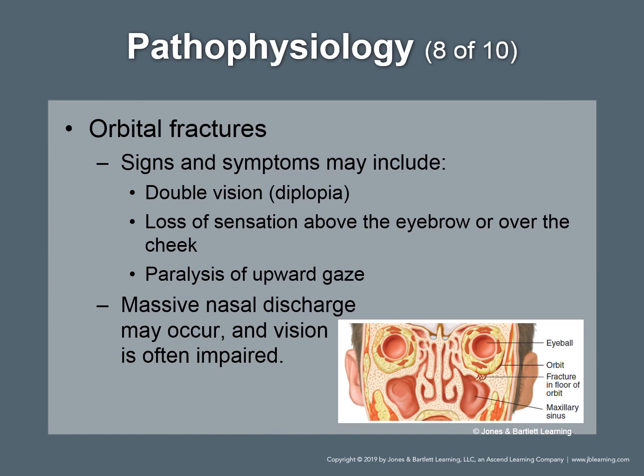Orbital fractures, you may have double vision or loss of sensation above the eyebrow or over the cheek. Anytime you have an upward gaze, we really want to start thinking about orbital fractures with those patients. And if they have a runny nose or impaired vision, we want to start thinking about those orbital fractures. And typically they'll have pain around the orbit bone where that fracture is.